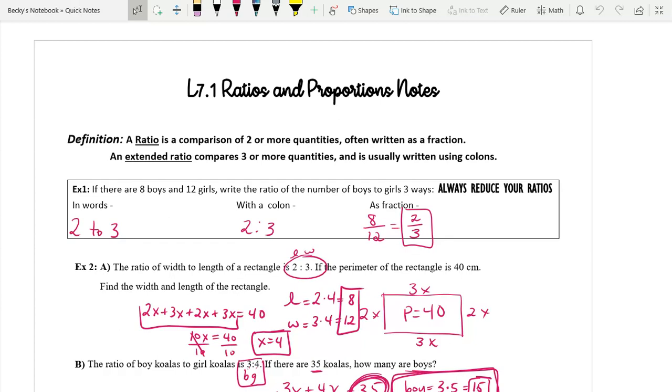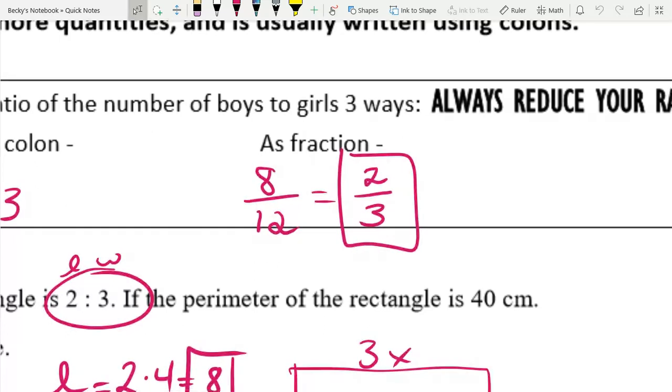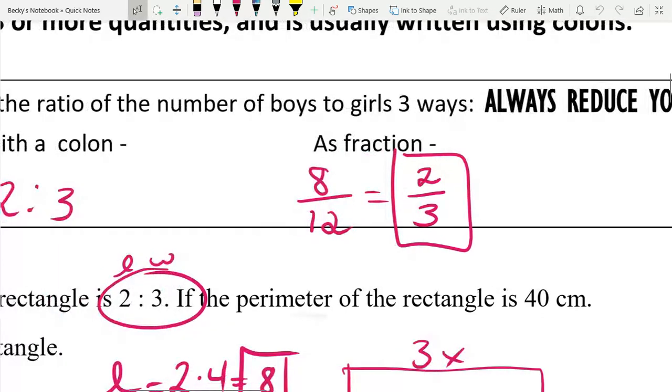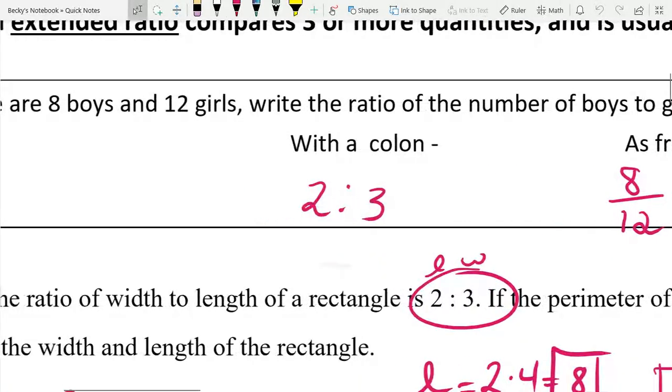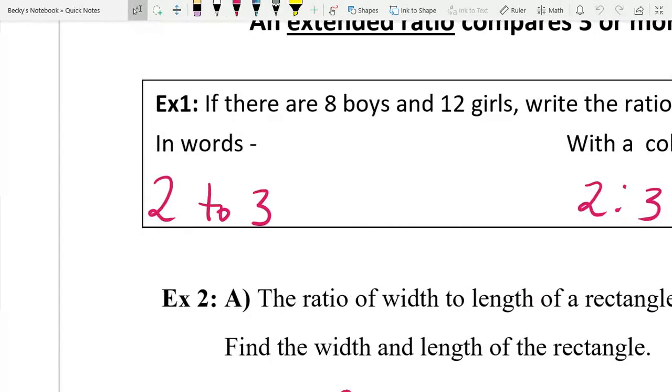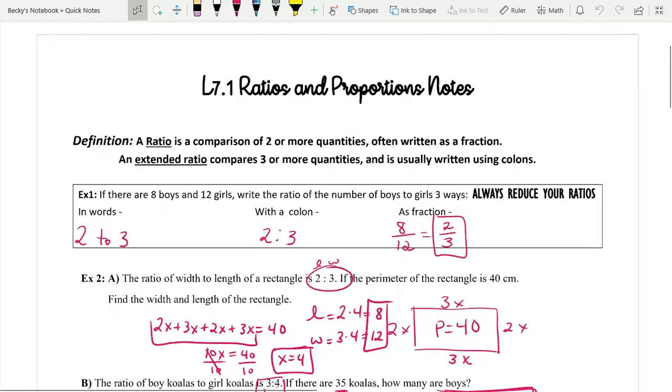If you have 8 boys and 12 girls, let's write the ratio of numbers of boys to girls. So I'm going to start here with the fraction. So that's 8 to 12. Now we're going to have to simplify that, so that just reduces down to 2/3. If you decide to use a colon, it's just 2, then the colon, then the 3. Or if you use words, it's 2 to 3. And all of them are perfectly acceptable.